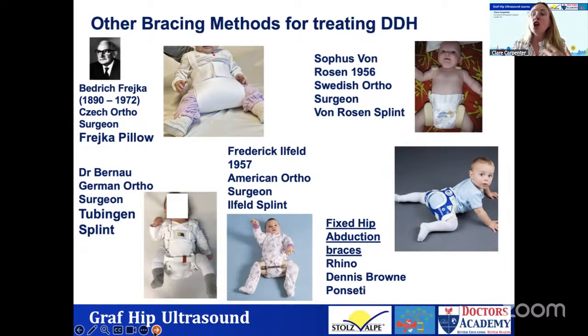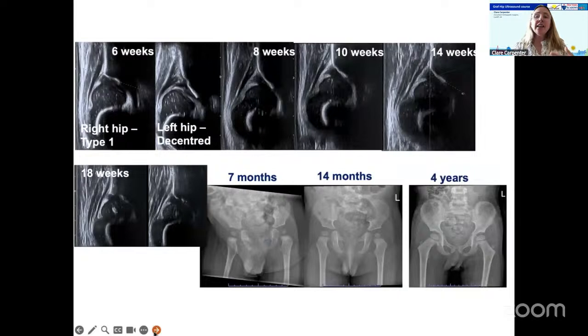But again, you need good follow-up. You need objective evidence that what you're instituting is being beneficial to that child and that child's hip. And if it is not, then you've got to think about doing something differently. And again, this is what you can achieve with a standardized approach utilizing the Graf method.